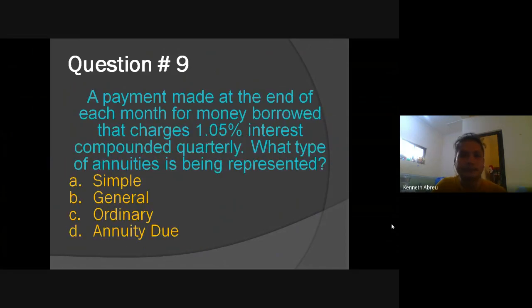Question number 9. A payment made at the end of each month for money borrowed that charges 1.05% interest compounded quarterly. What type of annuity is being represented? A. Simple. B. General. C. Ordinary. Or D. Annuity due.